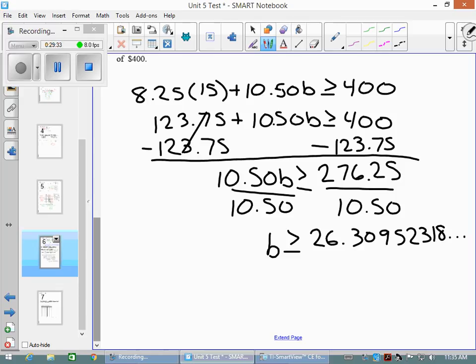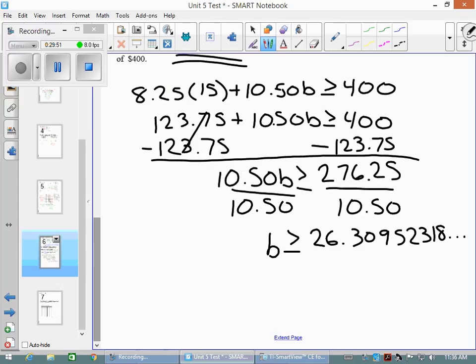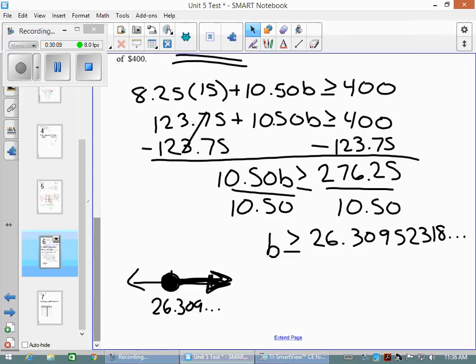Now, if I look again at my question, they want to know how many full hours she would need to work at the bank to reach her goal. So this is not representing how many full hours. So in order to make that exact total, if I look at this on a number line, this would be where my 26.309 is, and I would have to have any values greater. So I would not be able to say 26 hours because she would not quite reach her goal. So I would need to round up to 27 hours, which is our answer.